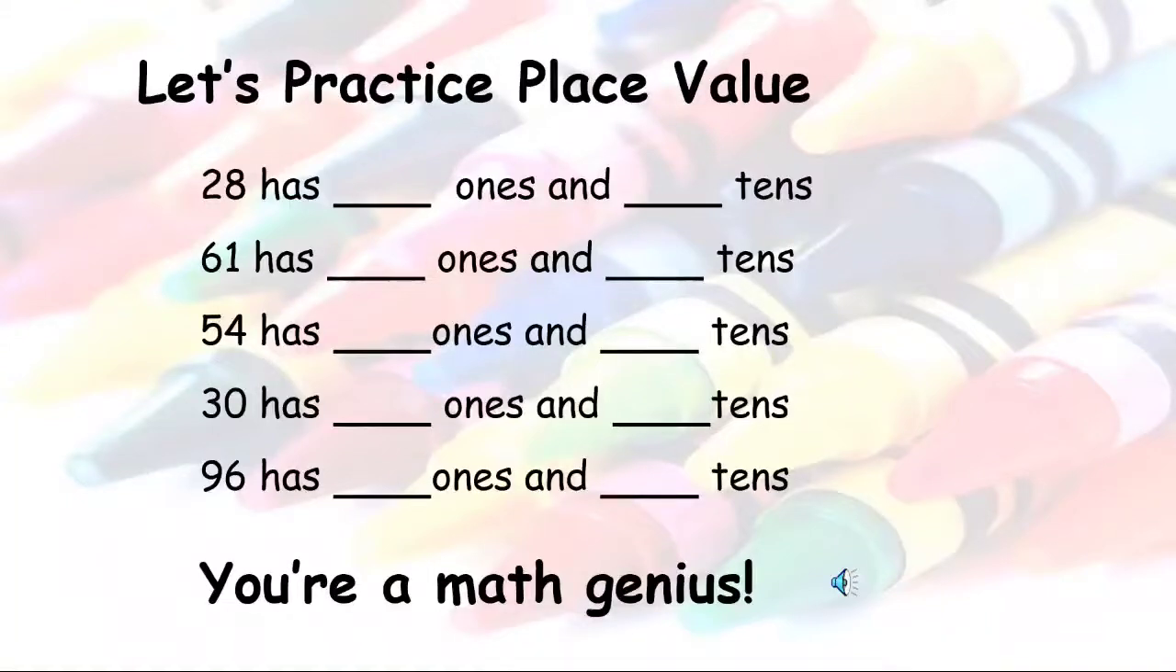28 has what number of ones and what number of tens? So let's see. Then you can write 8 ones and what number of tens? Very good, that is 2 tens. 61 has 1 one and 6 tens. And the rest of this practice, very good.